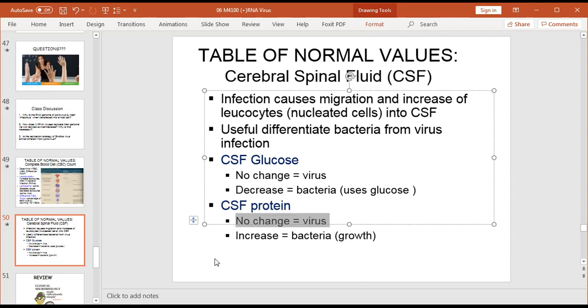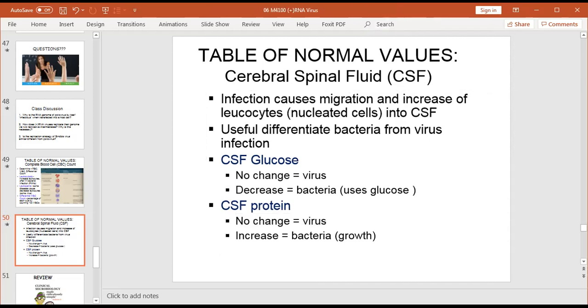inside of the CSF. This is the end of lecture 6, positive RNA viruses. Thank you very much for your attention.